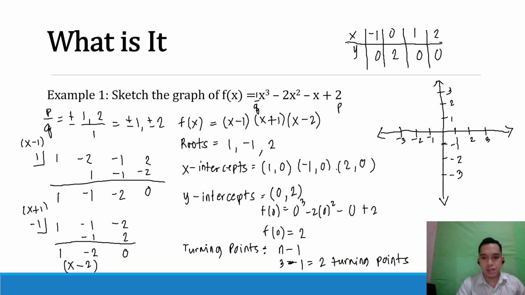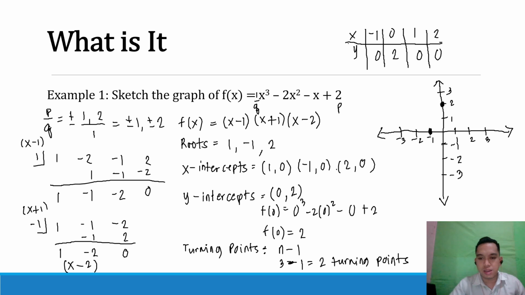Okay, so i-graph na natin, i-plot na natin yung ating mga points. So mag-umpisa tayo sa negative 1, 0. So dito yan, class. So since yung ating x-intercept ay negative 1, dito yan. 0 naman kasi yung kanyang y-coordinate eh. Okay? Then next is 0, 2. So 0 yung x, then yung ating y ay 2. So dito naman yan sa taas kasi positive 2.